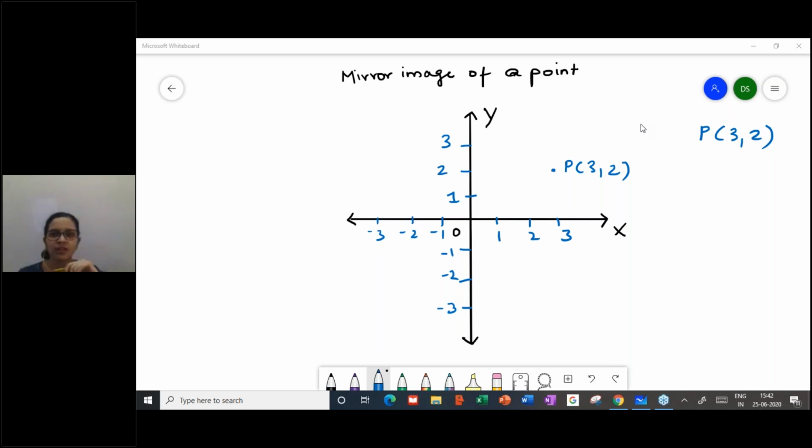So they might ask you three possibilities. Three questions can be asked. First is to find the mirror image. Okay, let me not mark this one. Mirror.